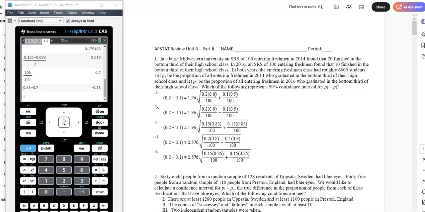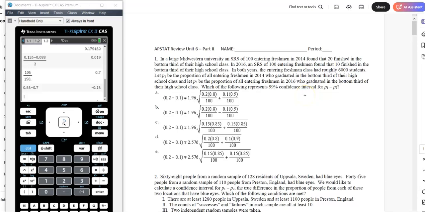In a large Midwestern city, a simple random sample of 100 entering freshmen in 2014 found that 20 finished in the bottom third of their high school class. In 2016, a simple random sample of 100 entering freshmen found that 10 finished in the bottom third of their high school class. In both years, the entering freshmen had roughly 6,000 students. Let P1 be the proportion of all entering students in 2014 who graduated in the bottom third, and P2 in 2016. Which represents the 99% confidence interval for P1 minus P2?